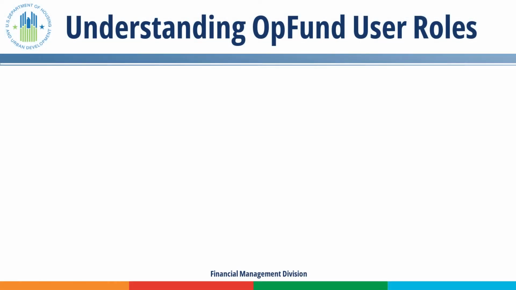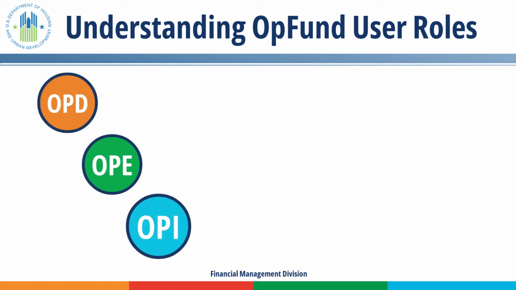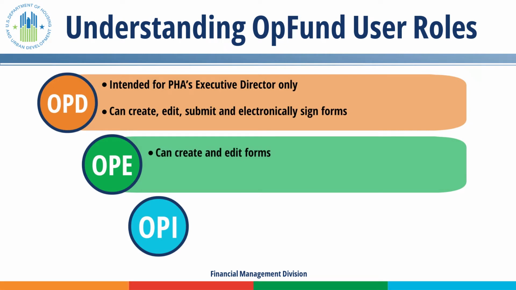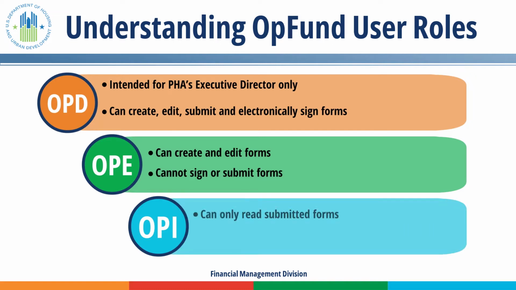The OpFun Web Portal designates three types of user roles: OPD, OPE, and OPI. The OPD user role is intended for a PHA's executive director only. This user can create, edit, and submit the forms and electronically sign them. The OPE user can create and edit forms, but they can't sign or submit the forms. The OPI user can only read submitted forms. They can't create, edit, sign, or submit forms.